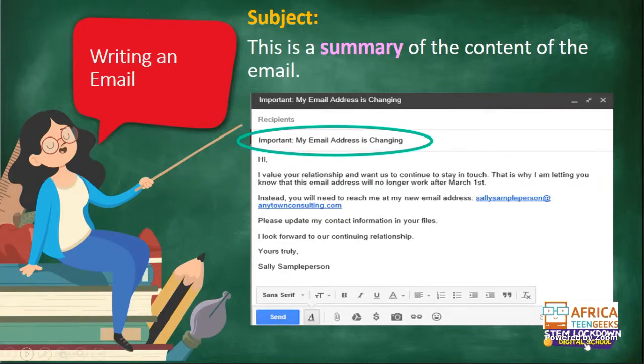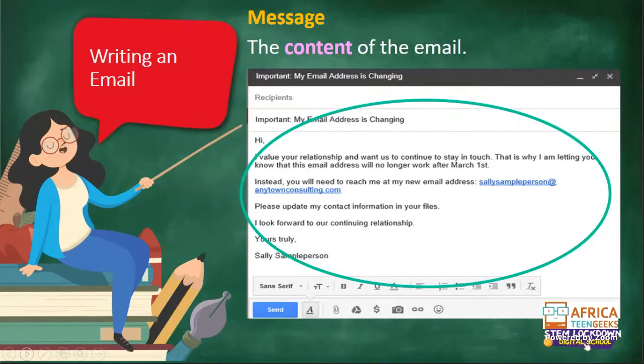Let's move on to the message. The message is basically the content of the email. In the picture on the screen I have circled the message. He says: "Hi, I value your relationship and I want us to continue to stay in touch. That is why I'm letting you know that this email address will no longer work after March 1st. Instead, you will need to reach me at my new email address, sallysampleperson@anytimecounseling.com. Please update my contact information in your files. I look forward to continuing our relationship."